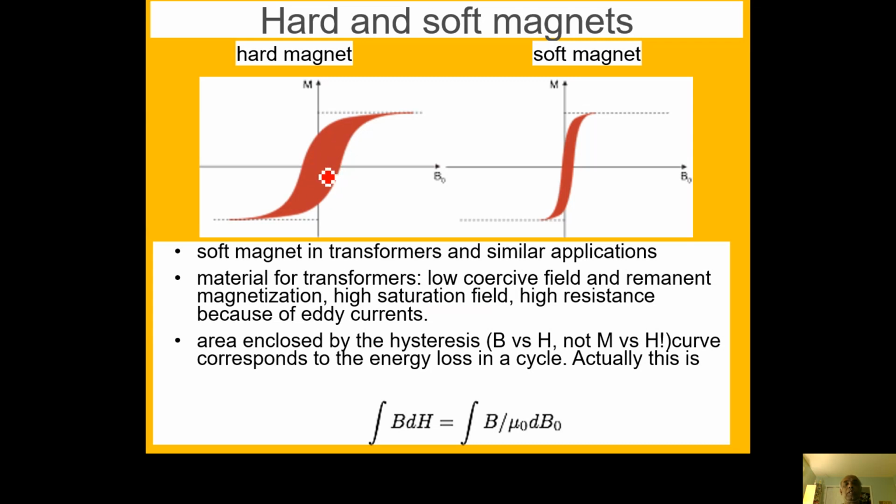The hard magnet is defined by the size of your curve. You can see in this range you have a very high remnant field and also very high coercivity. But if you have a soft magnet, that loop is very narrow. So your remnant magnetization and the coercivity are very small. That is given by the area of this loop, that is B dot dH or M dot dH. That defines whether it's a hard magnet or a soft magnet.